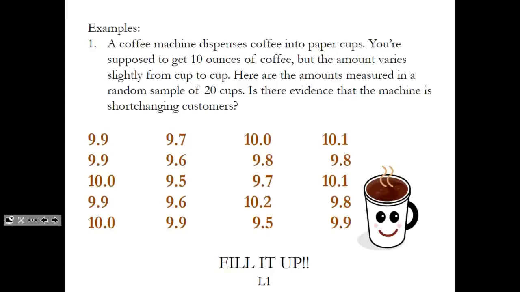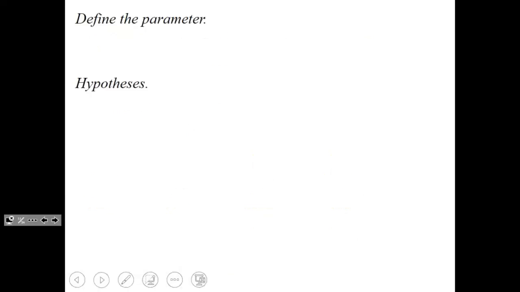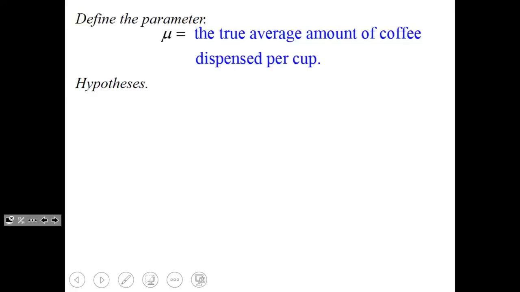So first we have to deal with is a simple question of, well, what is our parameter? What are we investigating? Well, to be very straightforward about it, we need to define that parameter. All of this should be inside the notes that you could have printed out already. First one is the true average amount of coffee dispensed in a cup. Here, we're talking about how many ounces of coffee show up inside the cup.